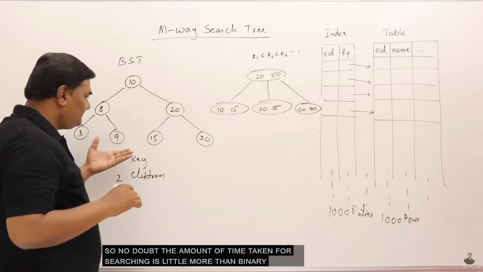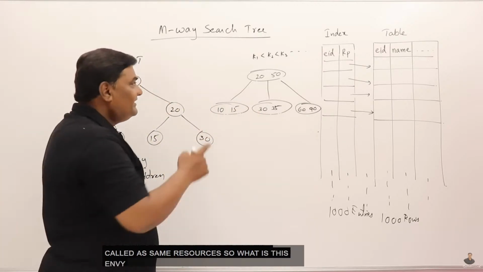So no doubt the amount of time taken for searching is a little more than binary search tree, but the approach of searching is the same. So these trees are called M-way search trees. So what is this M-way? See how many keys it is having. In this example, it is having 2 keys.